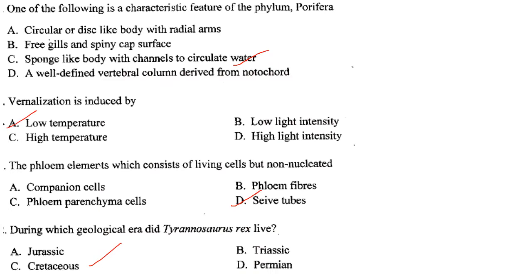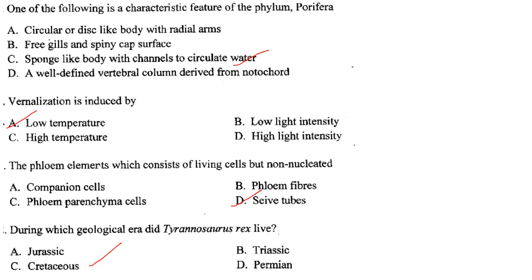Then next one. One of the following is a characteristic feature of the phylum Porifera. So sponge-like body with channels to circulate water. That is the characteristic feature of phylum Porifera. Then vernalization. Vernalization refers to promotion of flowering by cold treatment or low temperature treatment, that is 0 to 4 degree Celsius. So vernalization is induced by low temperature.